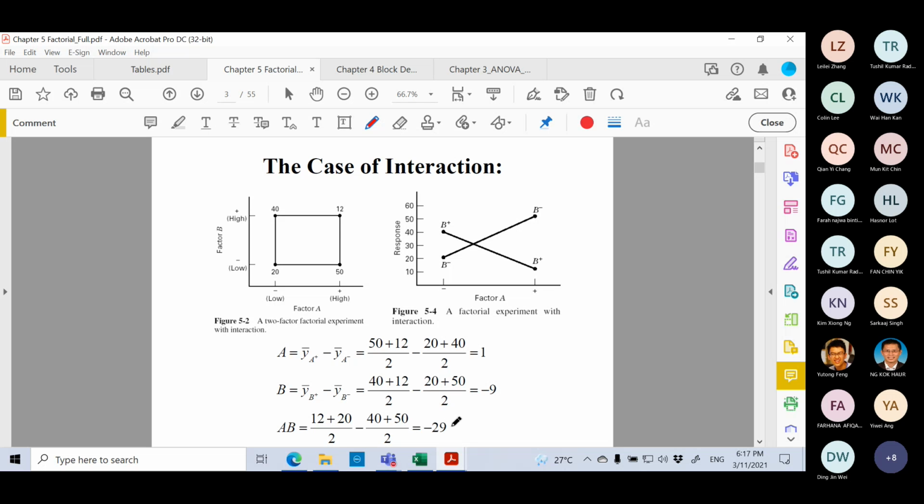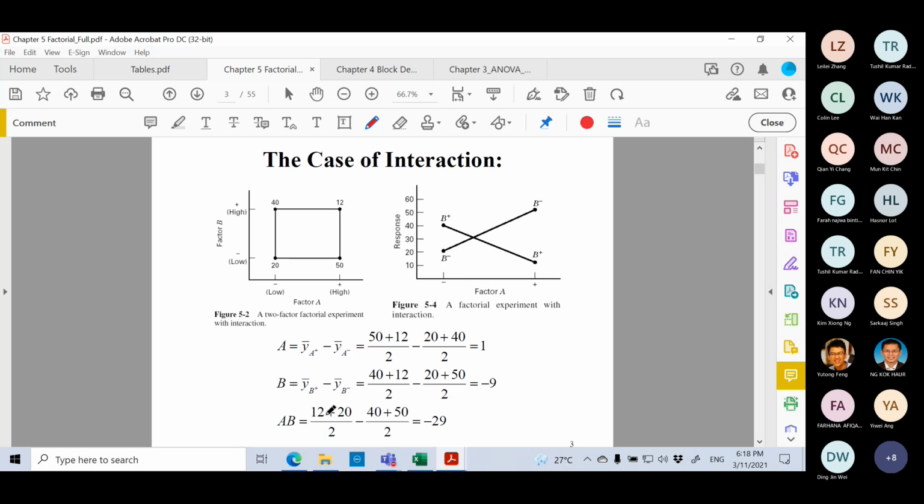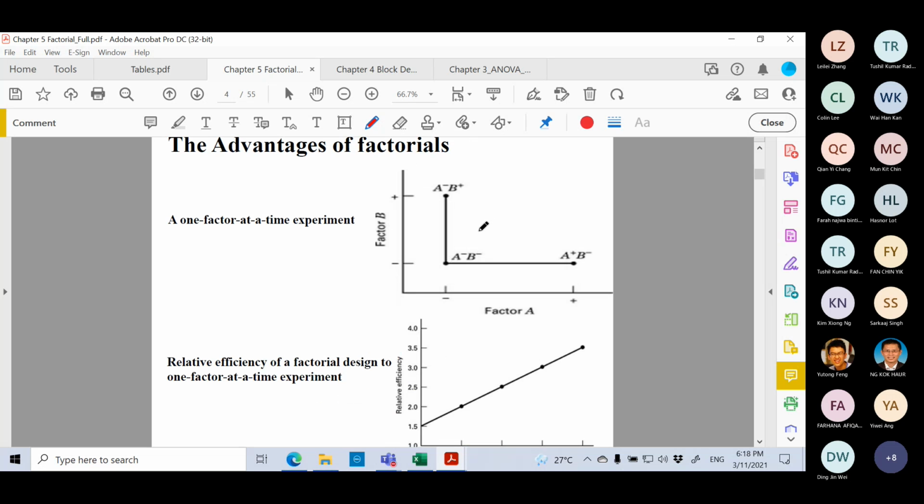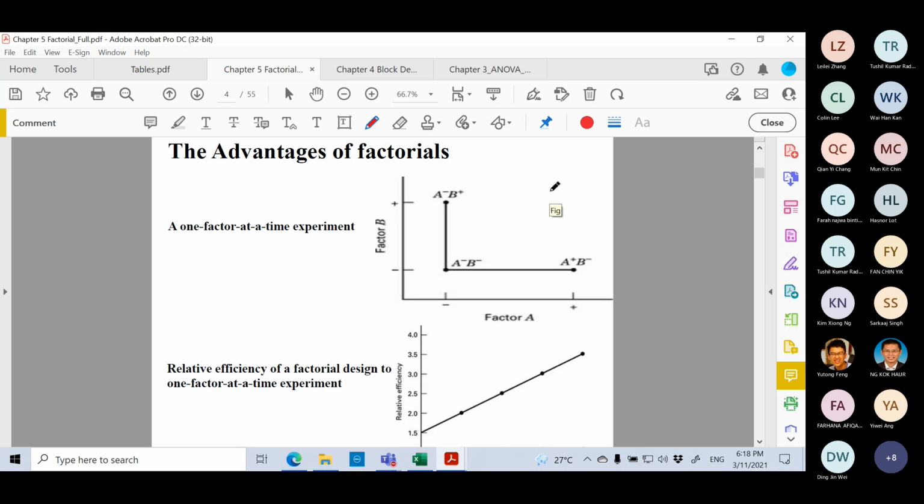But as I mentioned, how large is it? How small is it? We cannot be just judging the value itself. We need to further test the hypothesis whether this interaction effect is significant or not significant. Okay. So this one shows you that there is an interaction, where clearly there is. So sometimes the crossing is not very obvious. Okay. So the following one is about the factorial analysis.